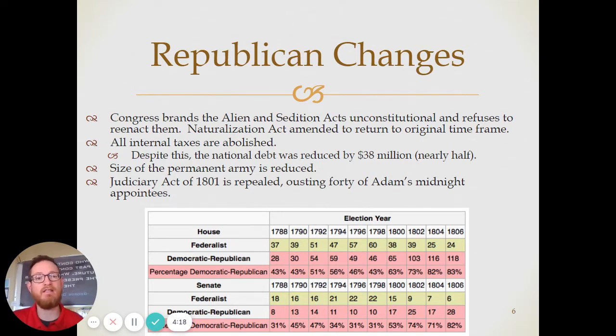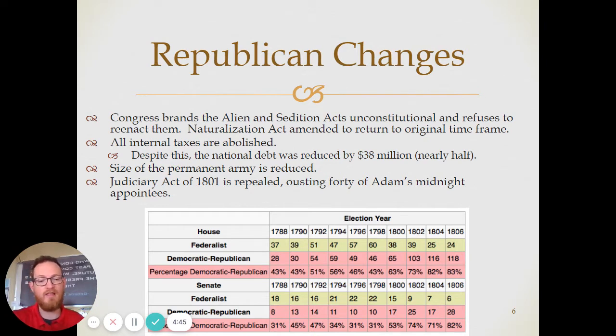And what these midnight appointees were is that right up to the point that Adams was leaving office, he was signing appointees to the judiciary, again, so you could get those Federalist judges in there that are going to interpret the Constitution in the way that he thought it should be interpreted. Jefferson and Congress would repeal that Judiciary Act, which had been pushed through at the last minute. Literally, Jefferson's coming into office and they're pushing this to pass that. That would be overturned, getting rid of those midnight appointees.